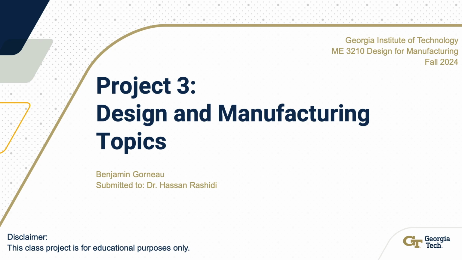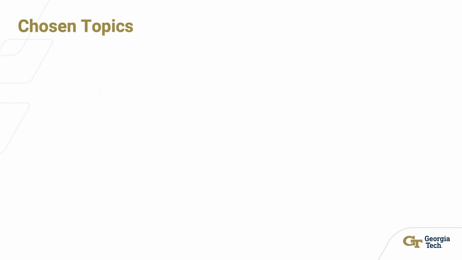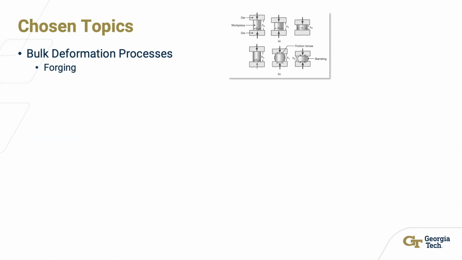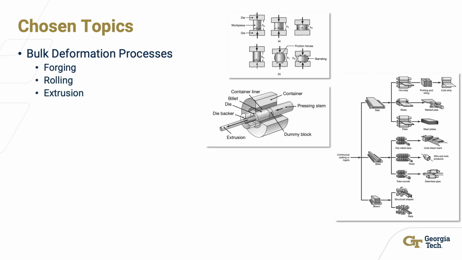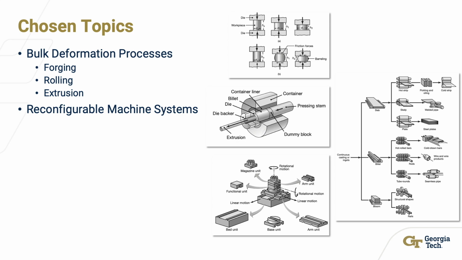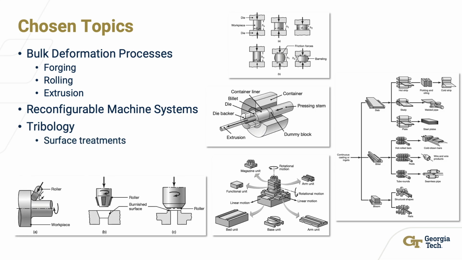Here are the 5 topics I've chosen to talk about today. 3 are the bulk deformation processes of forging, rolling, and extrusion. I've also selected the strategy of using reconfigurable machine systems as tools and the technique of surface treatments as they relate to tribology. These diagrams are great examples of these processes, strategies, and techniques as they relate to design and manufacturing.